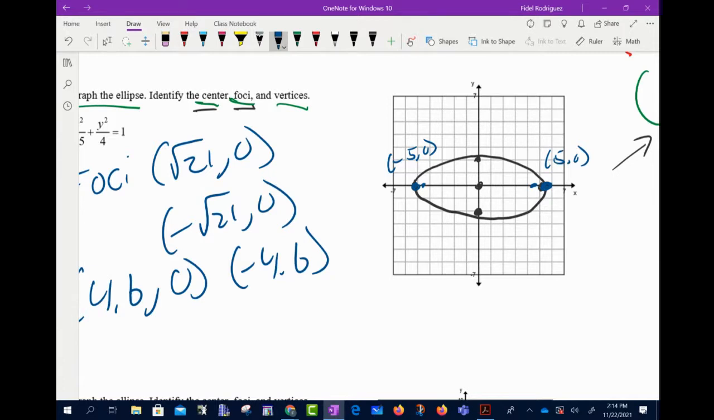Okay, so guys, one thing I'm going to do, and again, when you do your homework, really what they're going to ask you for is, can you find the center? Can you find the foci? Can you find the vertices? Can you draw the graph? So yeah, we can do that.